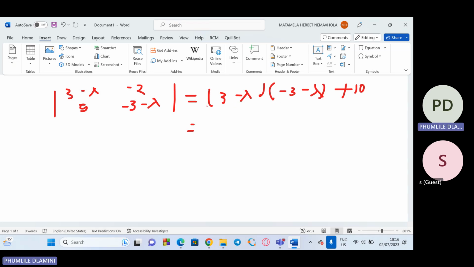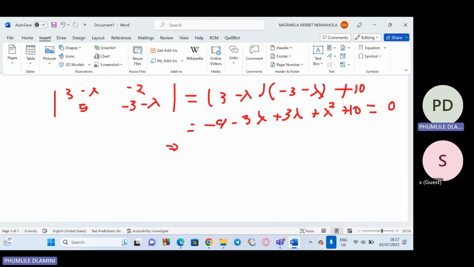All right, no problem. Then when you multiply, negative 3 times 3 is going to be negative 9. Then this is going to be negative 3 lambda. This 1 times that is going to be plus 3 lambda. This is also a lambda there. Then plus lambda squared plus 10. We all know everything here must be equal to 0.